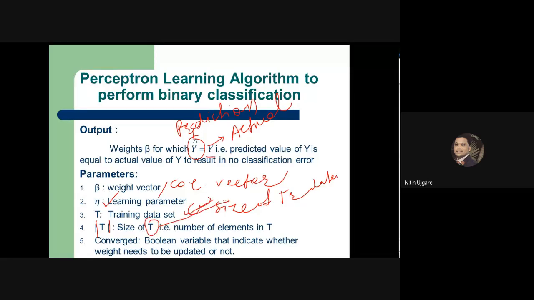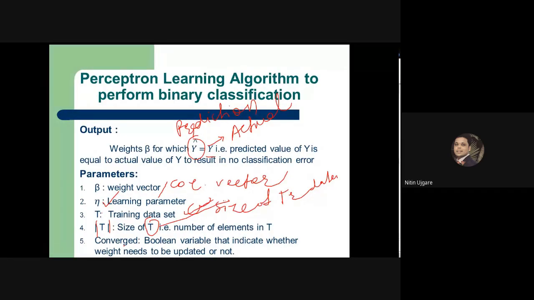Okay, and we are also going to use a concept called converge. Now, converge is what? Converge is a Boolean variable that indicates whether the weight needs to be updated or not. Remember, the meaning of converge needs to be understood, otherwise you will lose the essence of this entire algorithm. Converge is a Boolean variable which we use to indicate whether we need to update the weight or not. In which case do we need to update the weight?